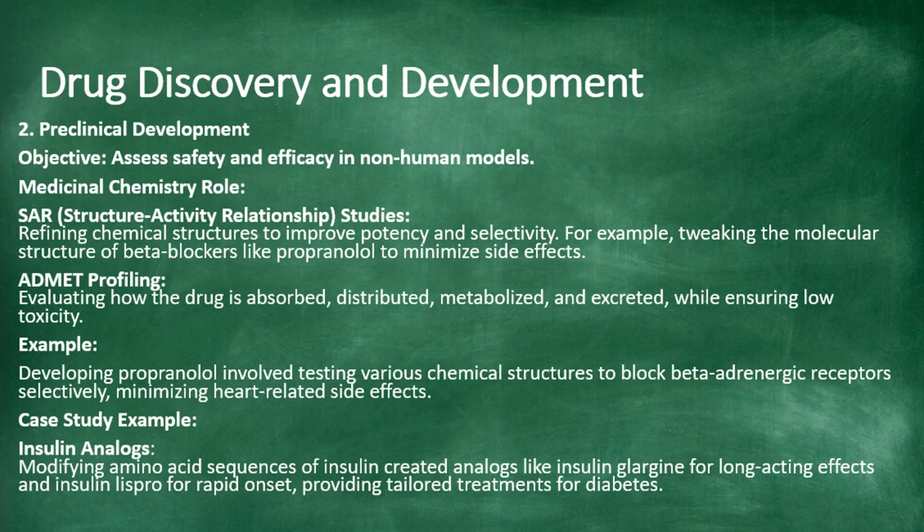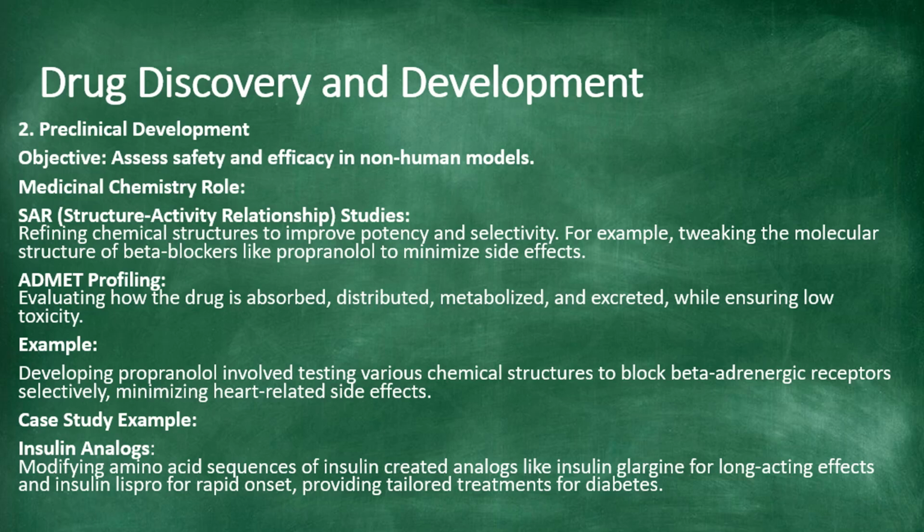For example, beta blockers like propranolol were developed by adjusting their chemical structures to block beta-adrenergic receptors while minimizing side effects. Then there's ADMET profiling, which examines how the drug is absorbed, distributed, metabolized, excreted, and whether it's toxic.